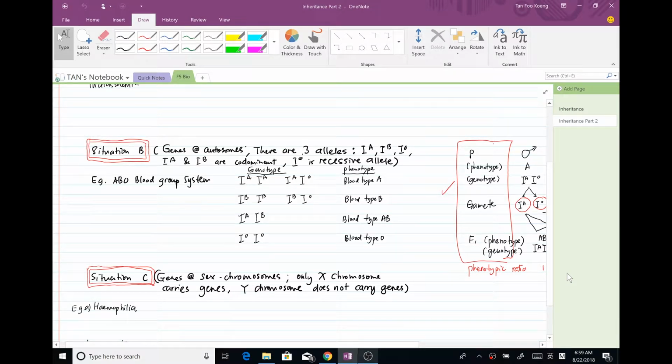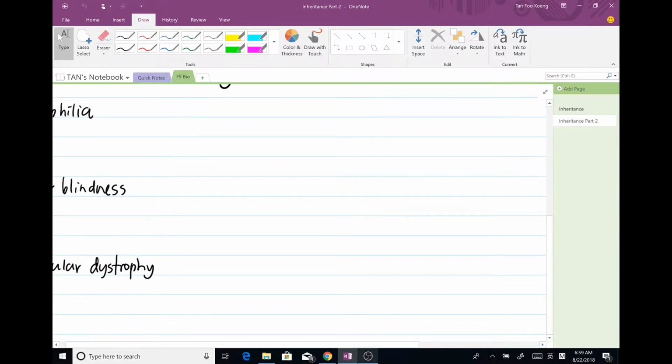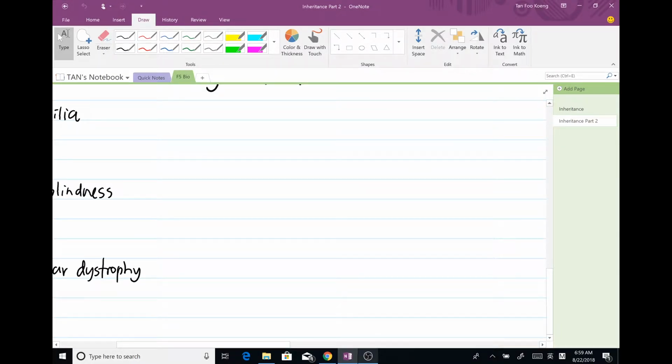Okay, now let's see the inheritance of sex or the sex-linked disease. To understand the inheritance of sex-linked disease, first of all, we must understand how the gender or the sex is inherited from one generation to the other generation. Now, I'm going to show you using a schematic diagram. All right, so let's see.